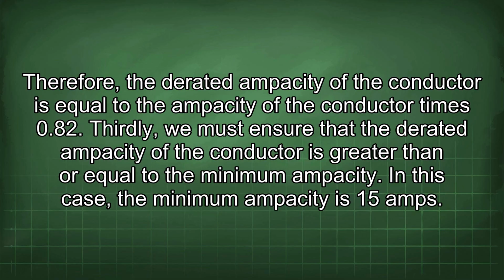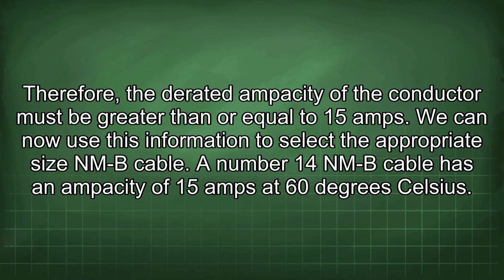Thirdly, we must ensure that the derated ampacity of the conductor is greater than or equal to the minimum ampacity. In this case, the minimum ampacity is 15 amps. Therefore, the derated ampacity of the conductor must be greater than or equal to 15 amps. We can now use this information to select the appropriate size NMB cable.